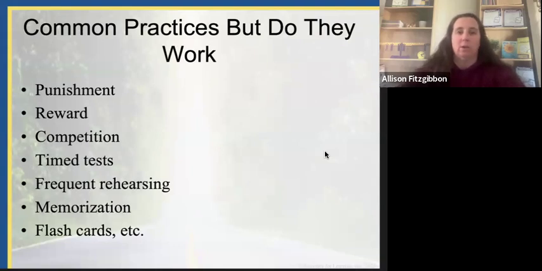I think with a lot of math education, and multiplication in particular, there are some common practices that really are not doing our students any service. They're not helping them out. So some common practices that we have seen in the past are punishment. Learn your facts or you're gonna lose your this, right? Reward, if you get an A on that facts quiz, I'm gonna get you a prize. Competition, timed test, frequently rehearsing, just going over them over and over and over again. Memorization, flashcards are all examples of things that are pretty common practice as far as multiplication, and a lot of education topics are.